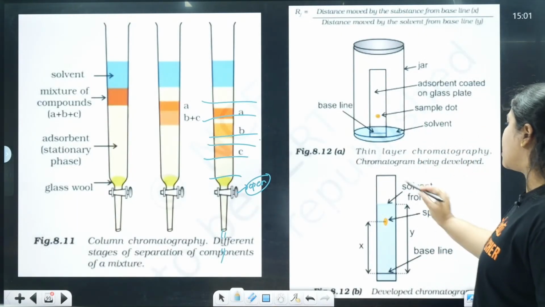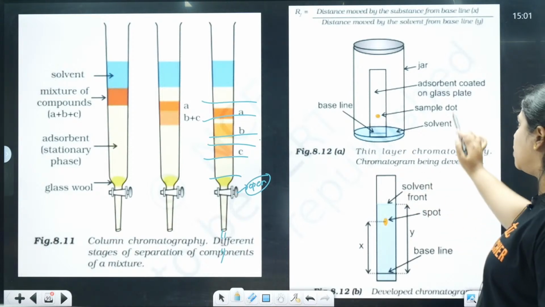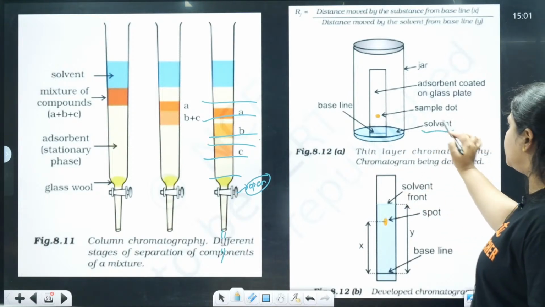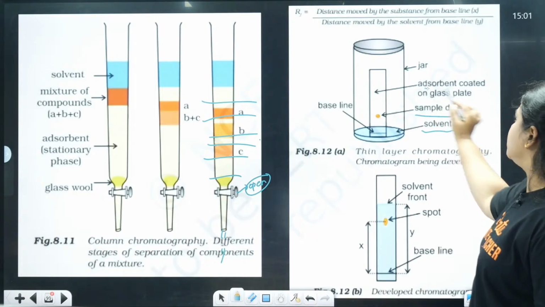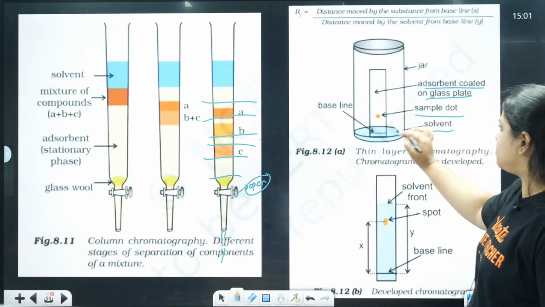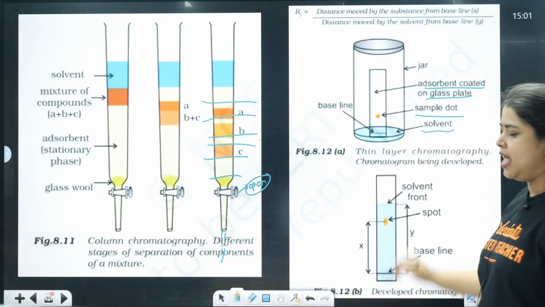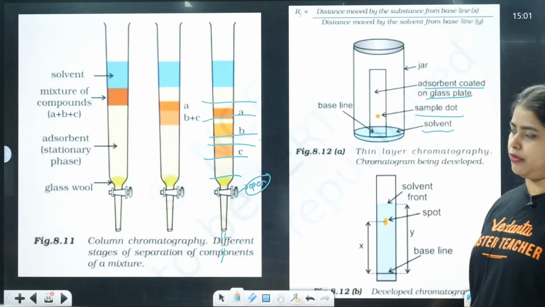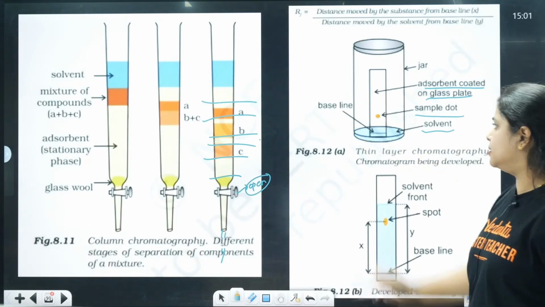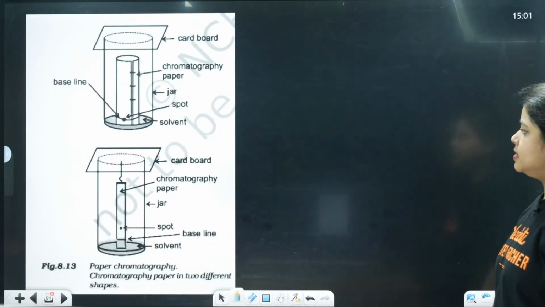Thin layer chromatography is developed in this form. This is the solvent and the sample spot. The adsorbent is coated on the glass plate, it is all coated. On the glass plate we have applied the compound. Then this is a jar and this is the baseline. Done. So this is how it is done.